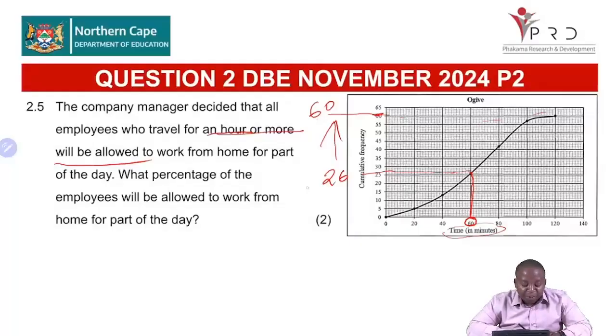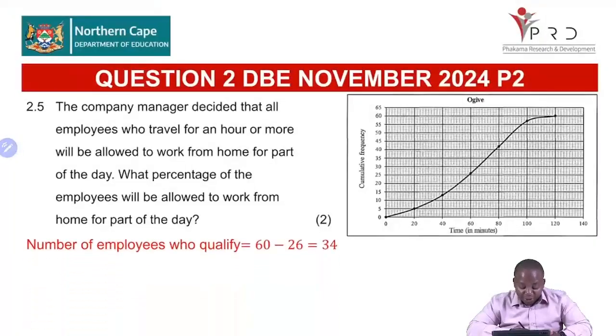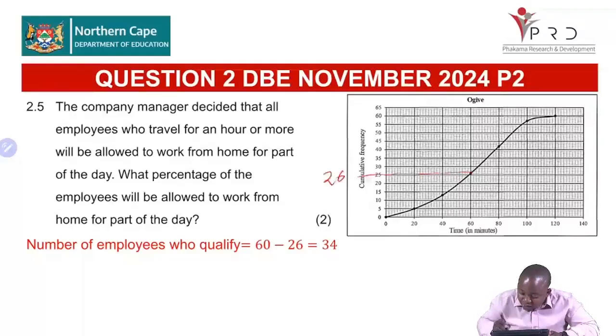Then we want to know what is the percentage of employees that will be able to work from home in that case. So let's go in and look at our answer for this one. We're going to say number of employees who qualify for more than 60 minutes. This is where we're going to say this is 26, and our maximum is 60. So this is from 60 minutes, which is 1 hour, until 120, which is the highest there.